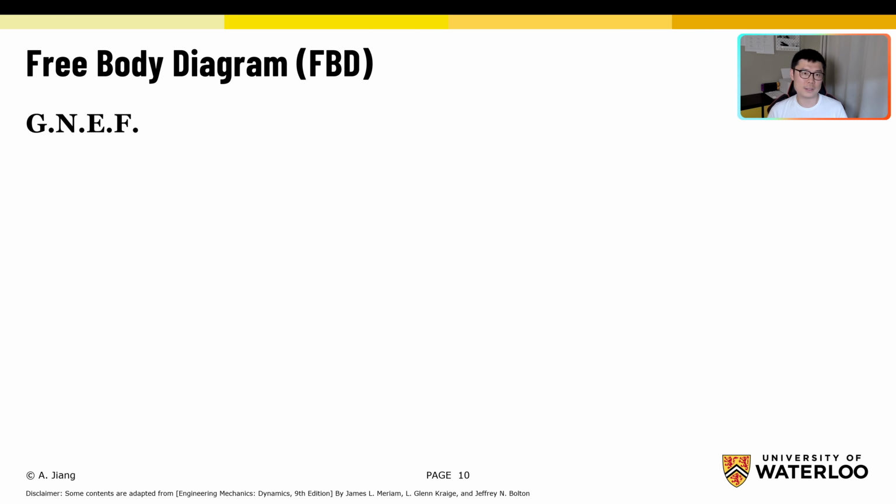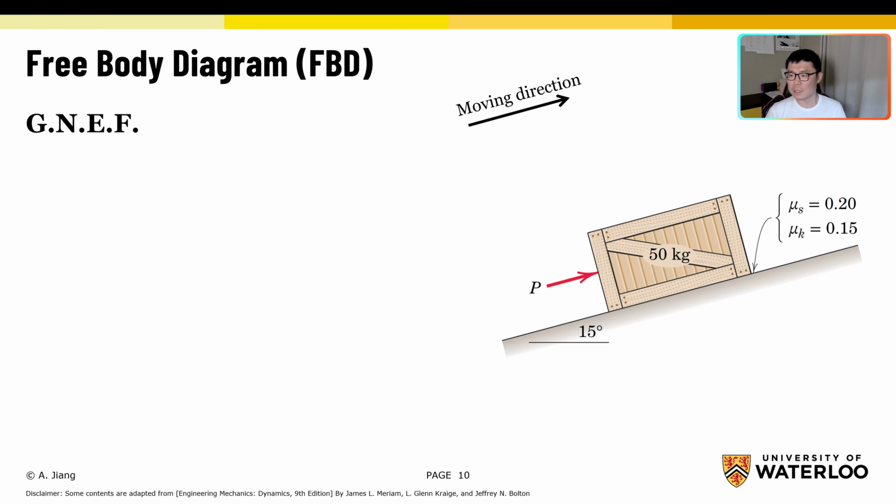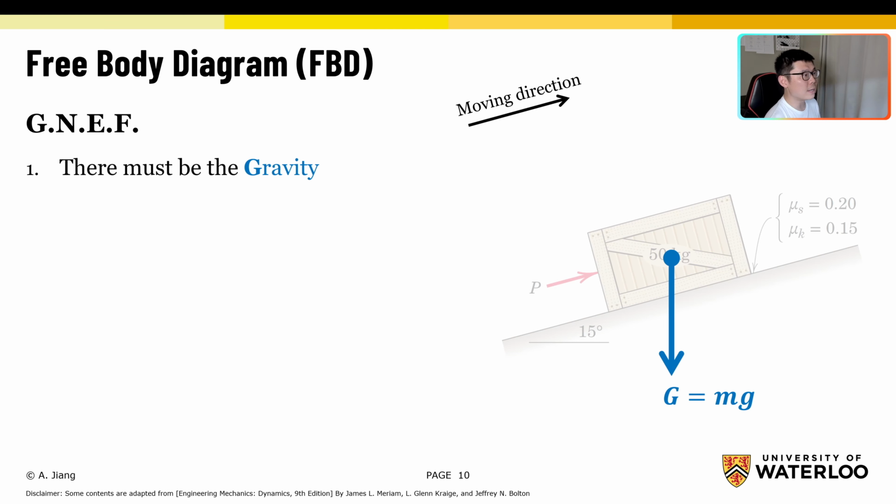I like to call this the GNEF method. Let's use a very simple movement here, pushing a box uphill. The moving direction is uphill. Don't worry about those numbers on the diagram. We don't need that. We just need to know how to draw the free body diagram. How does the GNEF method work? Number one, there must be the gravity. No matter what happens, the gravity will be there.